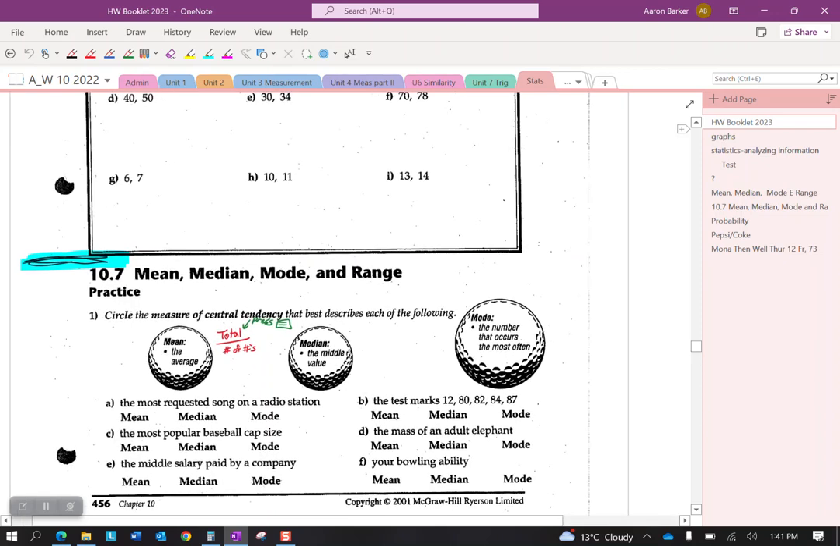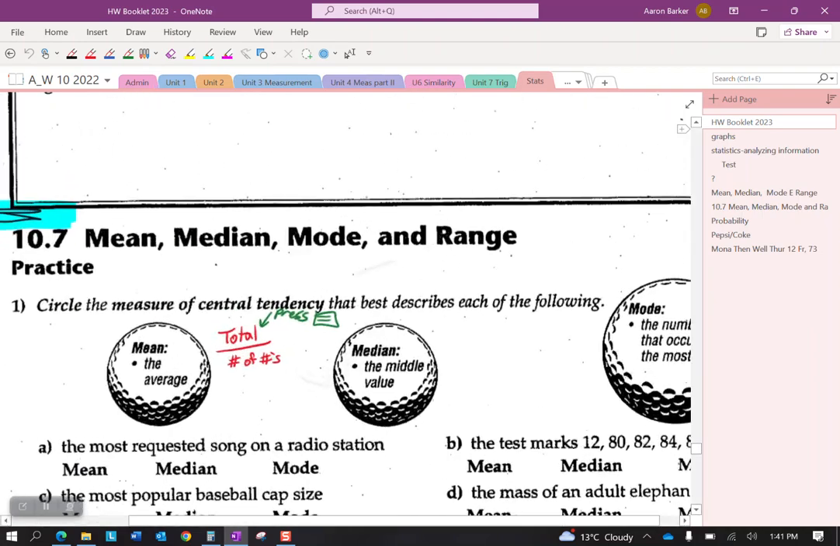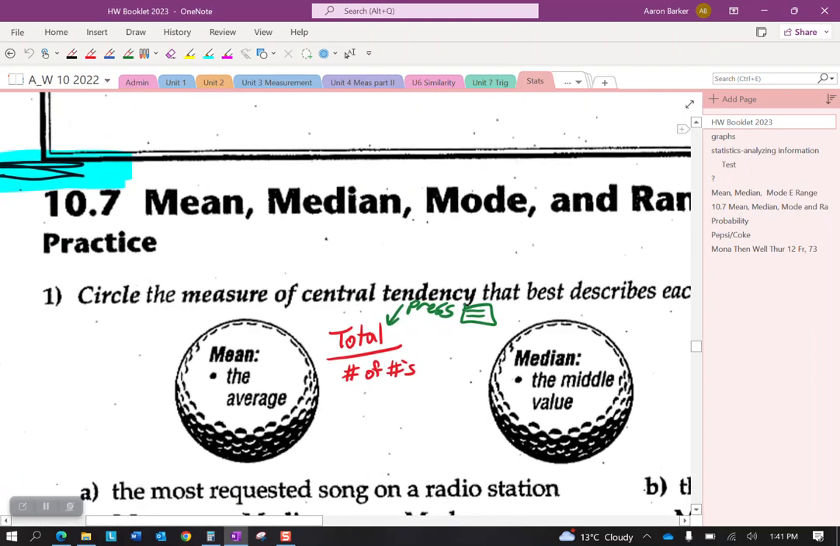Mean, median, mode, and range. So again, for the mean, you might want to write this down. Find the total, divide by the number of numbers, and press equals. You have a few questions here. They're somewhat ambiguous. They could be a couple different answers.